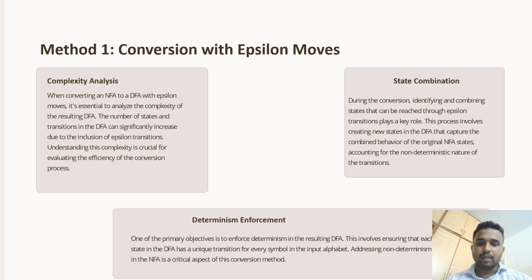Determinism enforcement. One of the primary objectives is enforcing determinism in the resulting DFA. It involves ensuring that each state in the DFA has a unique transition for every symbol in the input alphabet. Addressing the non-determinism in the NFA is a critical aspect of this conversion method.